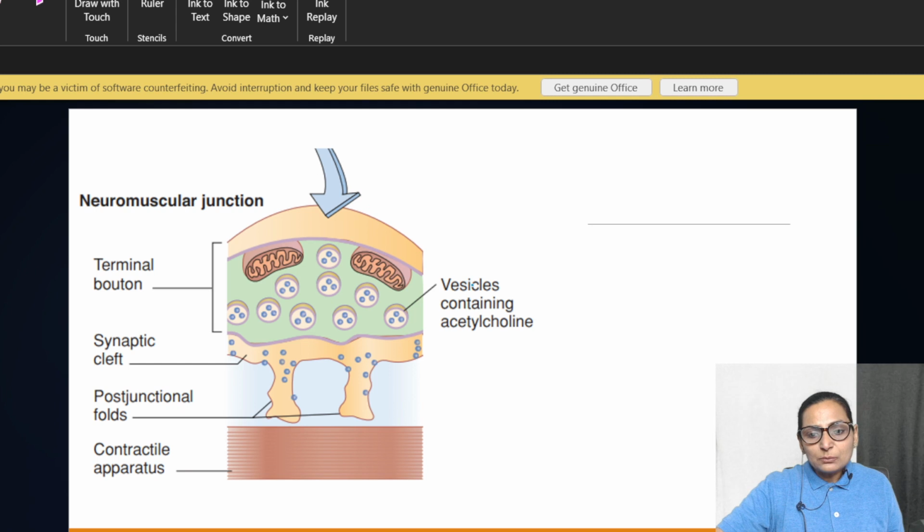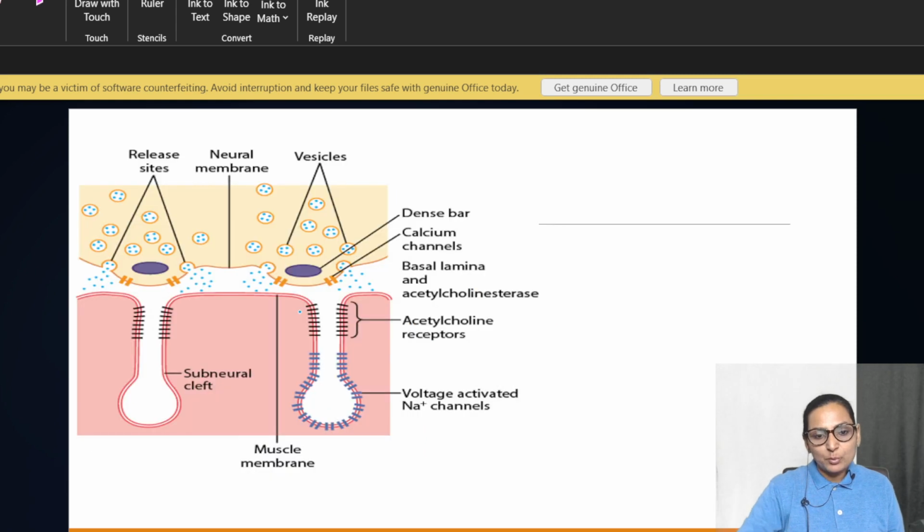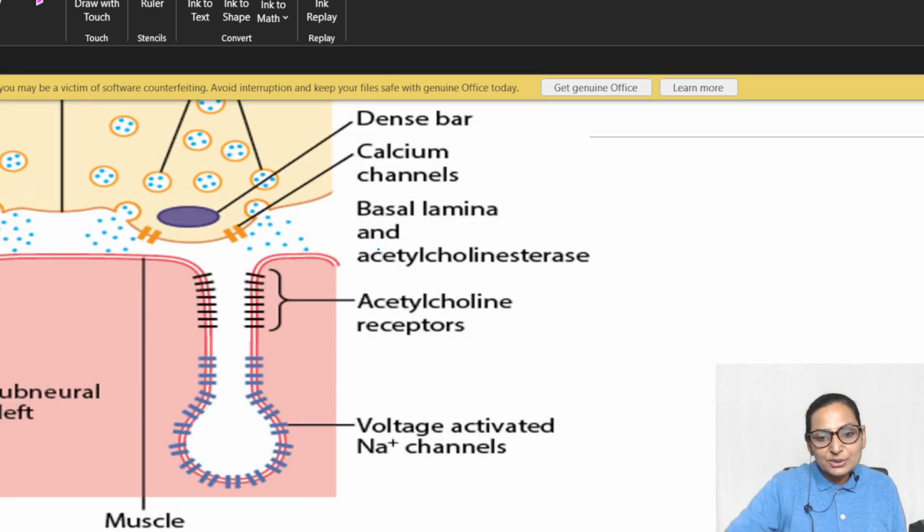Now the synaptic knob or the terminal button has a very high number of mitochondria. This reflects a high metabolic activity going on. Then there are vesicles which contain acetylcholine. So this again becomes an MCQ: what is the neurotransmitter at the level of NMJ? So it is acetylcholine. Present very importantly on this presynaptic portion is something which is called the dense bar. You can see over here it's quoted the dense bar.